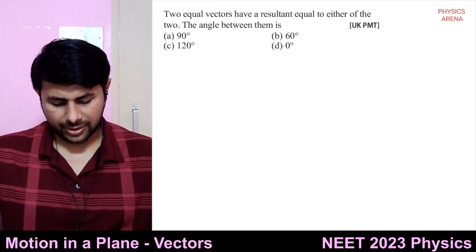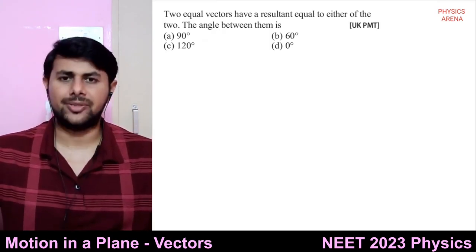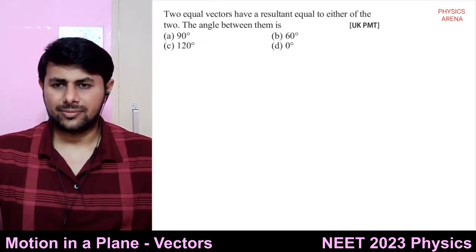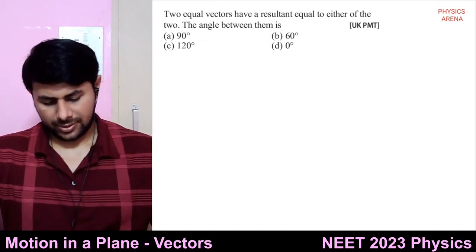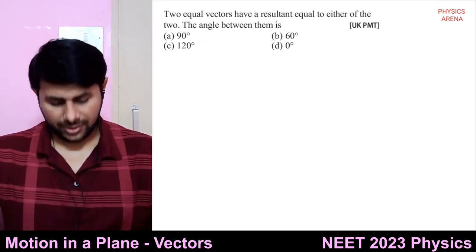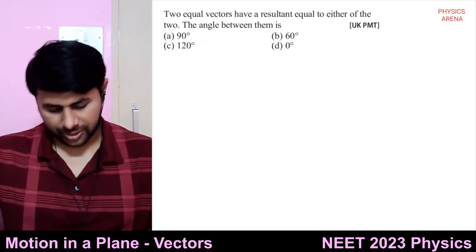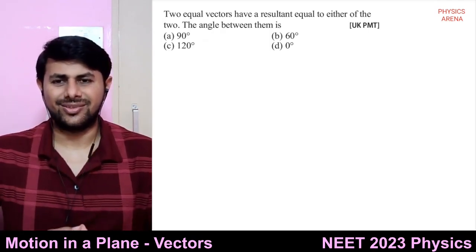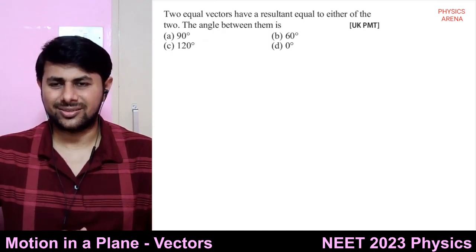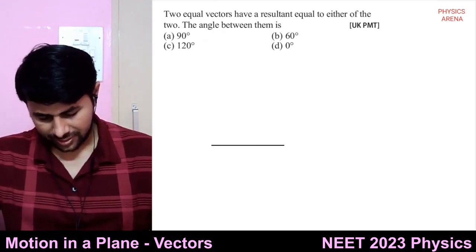Two vectors have a resultant equal to either of the two. The angle between them is... So if you add two vectors and the length of the resultant is also equal to the length of those two vectors, can you think of such a condition?